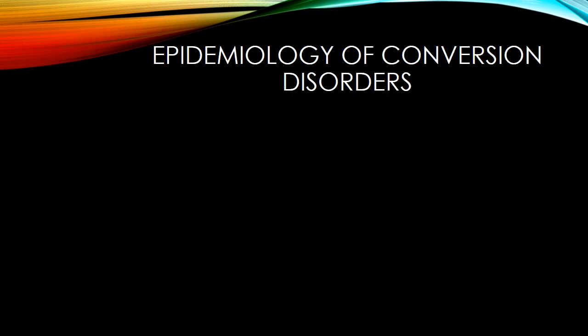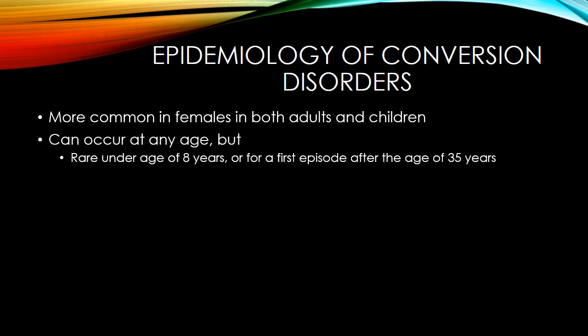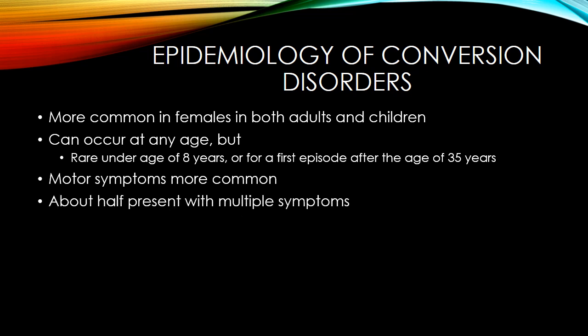We will now look at the epidemiology of conversion disorders. These disorders are more common in females, in both adults and children. They can occur at any age, but conversion disorders are rare under the age of 8 years, or for a first episode to occur after the age of 35 years. Motor symptoms such as paralysis or weakness are more common than sensory symptoms. About half present with multiple symptoms.